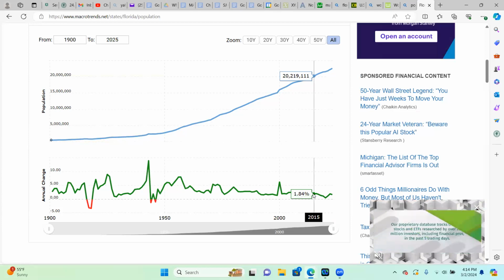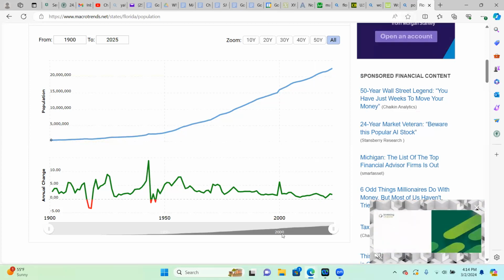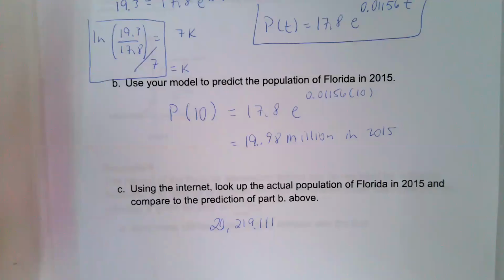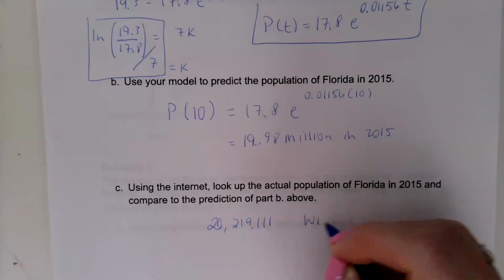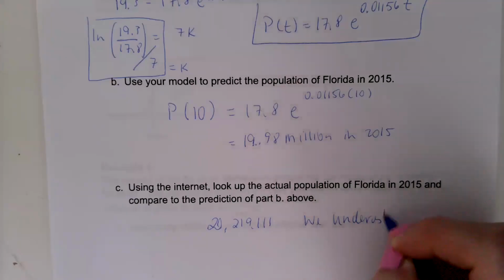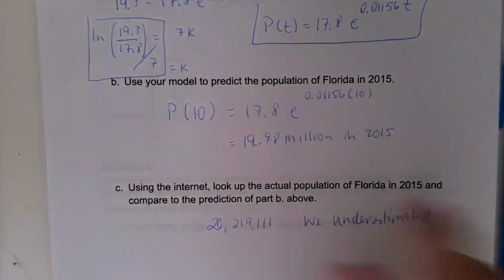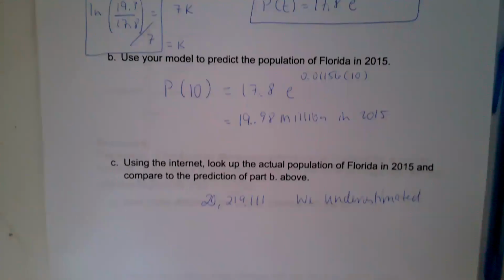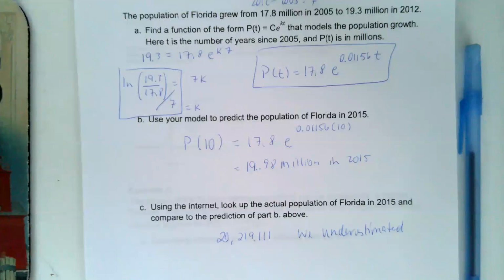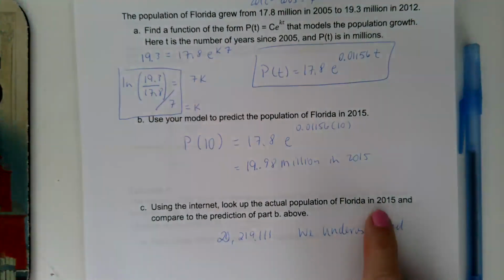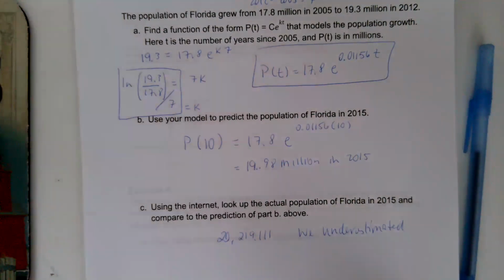20,219,111 was what they're estimating here on this website. So we underestimated a little bit. And that's okay. But it's always good to see how your model is actually estimating here. A lot of people moved to Florida after COVID, but that was before COVID. So yeah, we were pretty close, but not quite there.